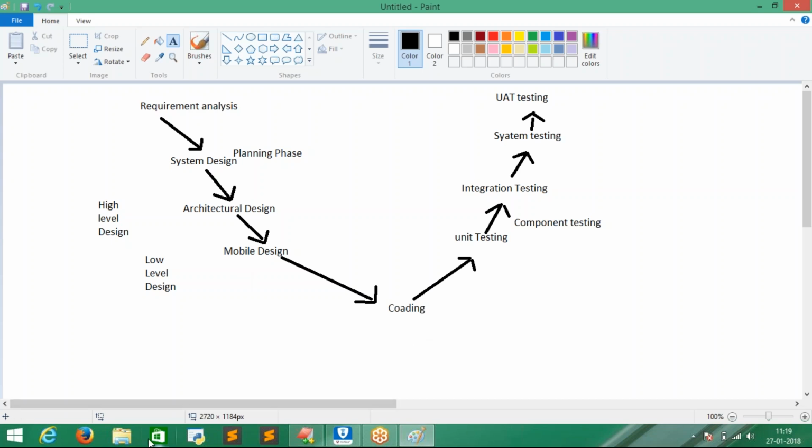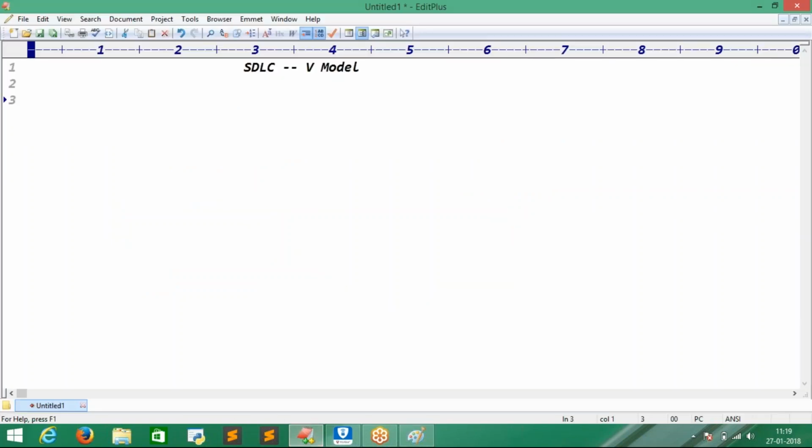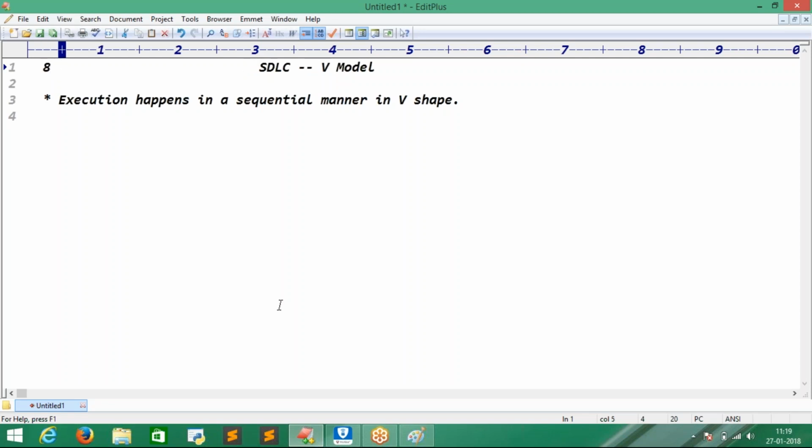Now let's discuss one by one what it represents. Talking about the V model, it particularly comes under the SDLC models, where the execution process happens in a sequential manner in a V shape. Clear guys? Execution happens in a sequential manner in a V shape.